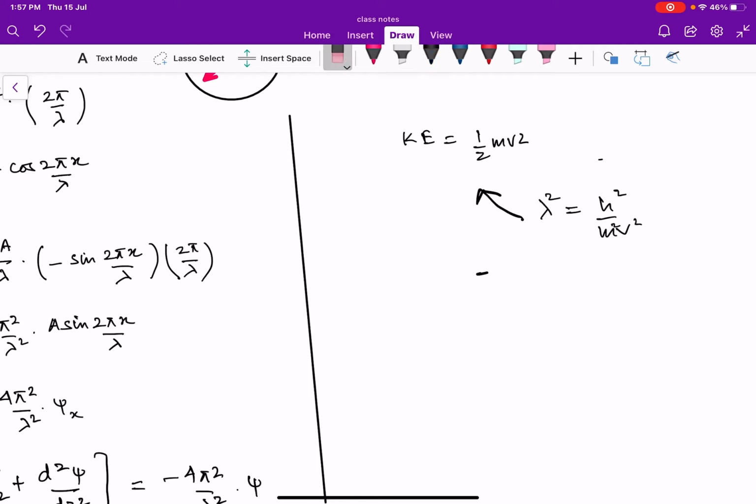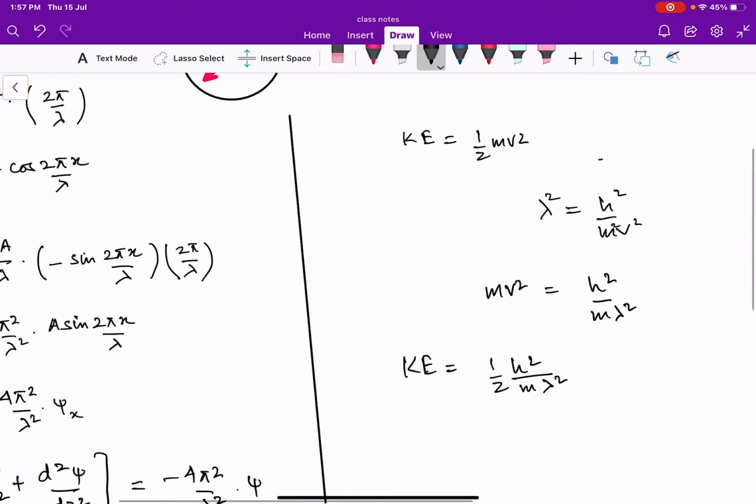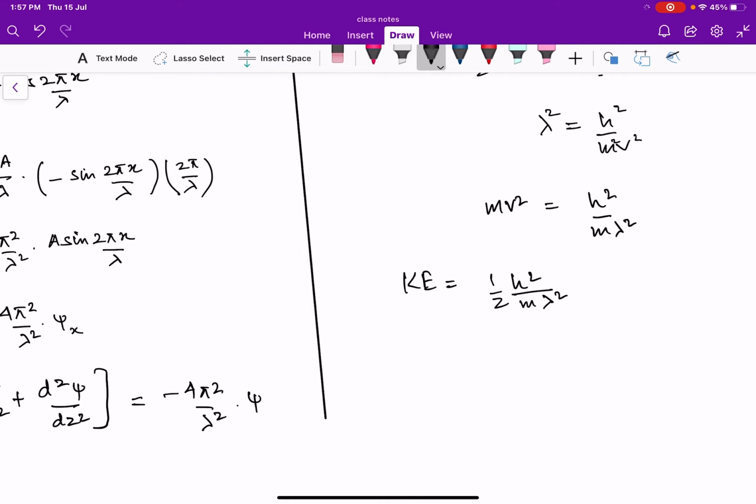So what we get kinetic energy as? Wait, let me rearrange it so that it might be a bit simpler. mv square is equal to h square upon m lambda square. Kinetic energy is half h square upon m lambda square. We all know what kinetic energy is, it's total energy minus potential energy.